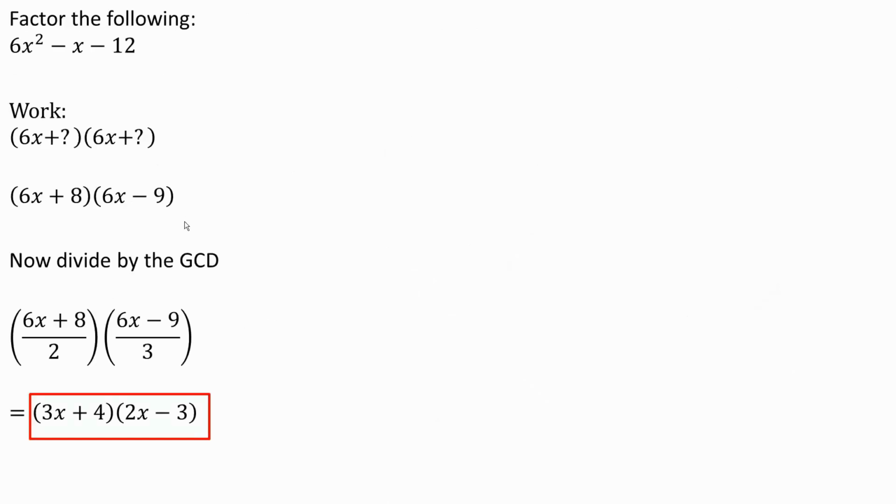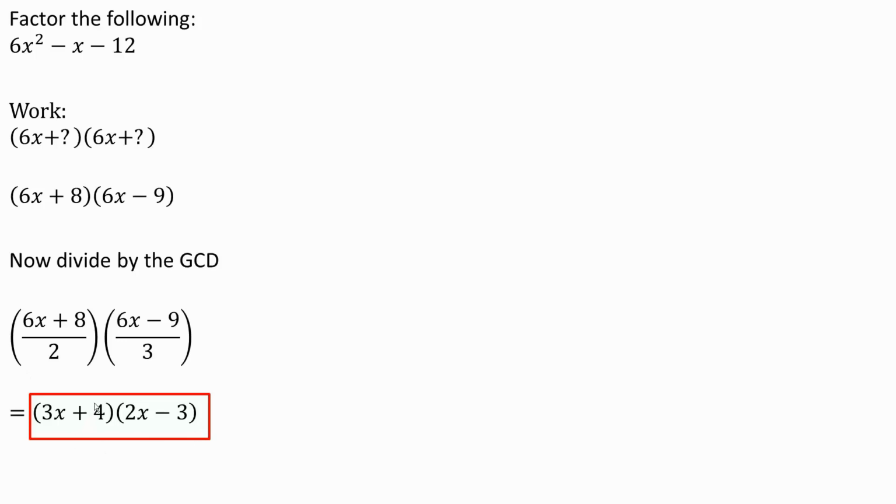Now I need to divide by the GCD, the greatest common divisor, for each of these terms. So here the greatest common divisor is a 2. Here the greatest common divisor is a 3. And so in doing so, 6x plus 8 divided by 2 is 3x plus 4. 6x minus 9 divided by 3 is 2x minus 3. And so this right here is the final answer.